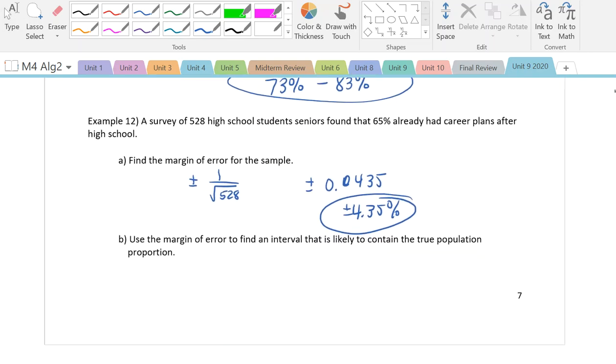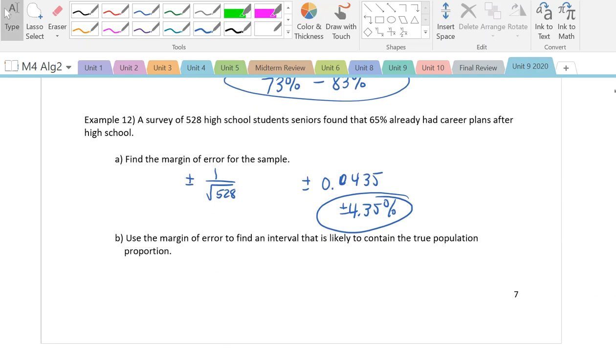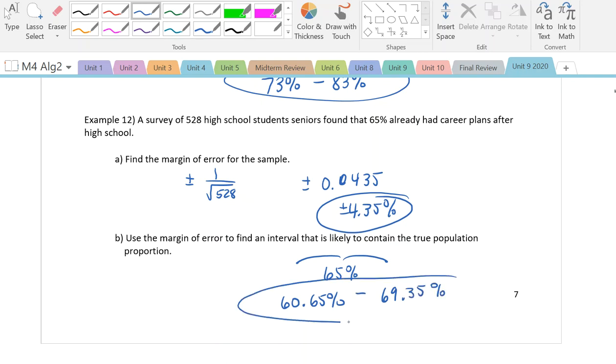Use the margin of error to find an interval that is likely to contain the true population proportion. Well, from 65%, I want above and below. So 65 minus 4.35% will be 60.65%, and 65 plus 4.35% is going to be 69.35%. So somewhere in that interval.